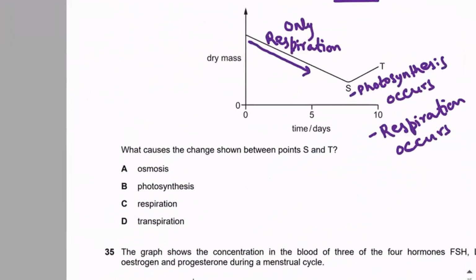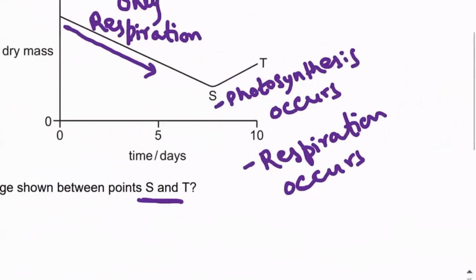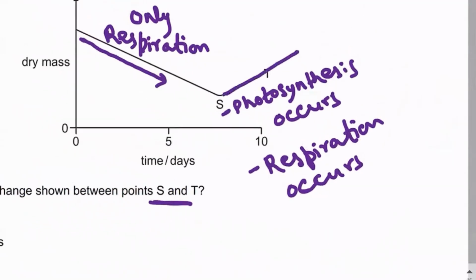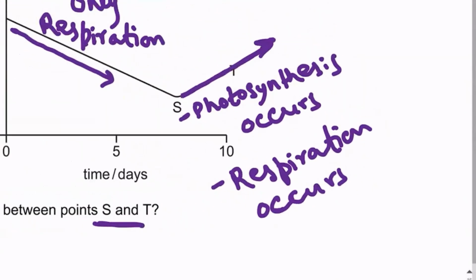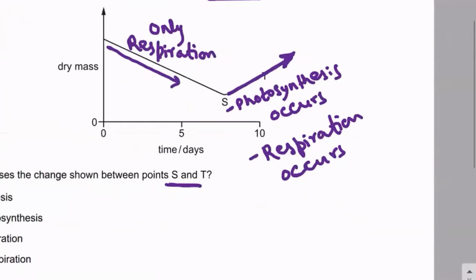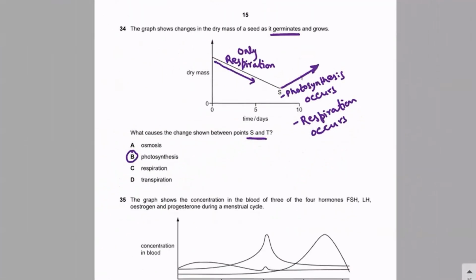What causes the change shown between S and T? The answer will be photosynthesis and not respiration, because respiration decreases the mass. The mass increases mainly due to photosynthesis. More photosynthesis occurs than respiration, so overall there is an increase in the mass. The increase in mass is due to photosynthesis because energy is being converted into mass.